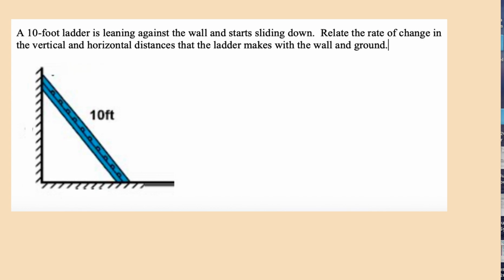Let's take a look at this ladder problem. The ladder is leaning against the wall and starts sliding down. Relate the rate of change in the vertical and horizontal distances, and this is with respect to time, that the ladder makes with the wall. So we're going to call this y again, and we're going to call this x change. And so the relationship between all of these is x squared plus y squared, but instead of saying z, I'm going to say 10 squared.